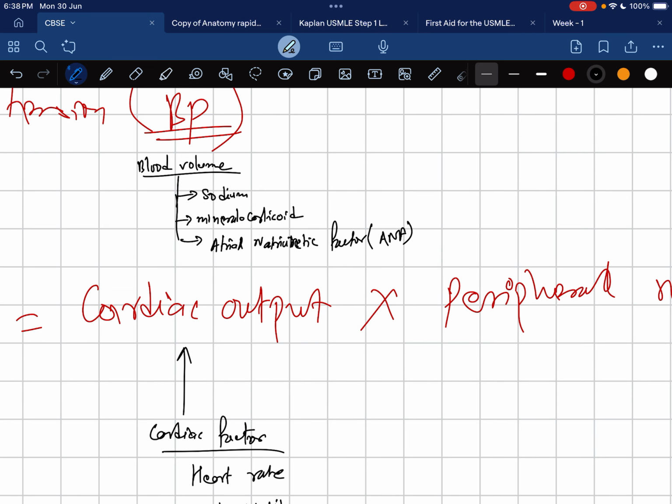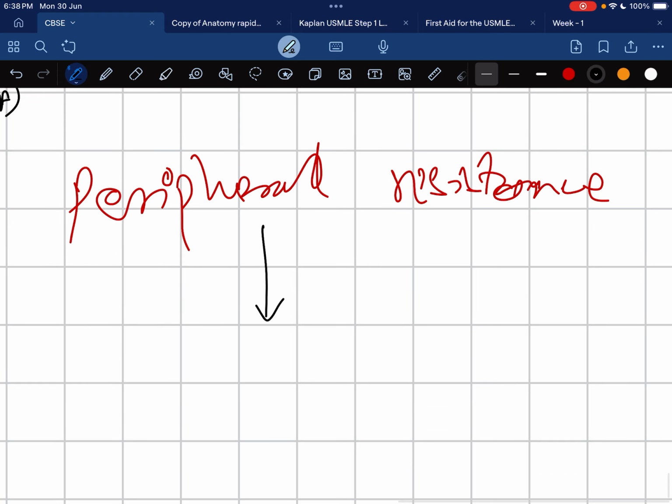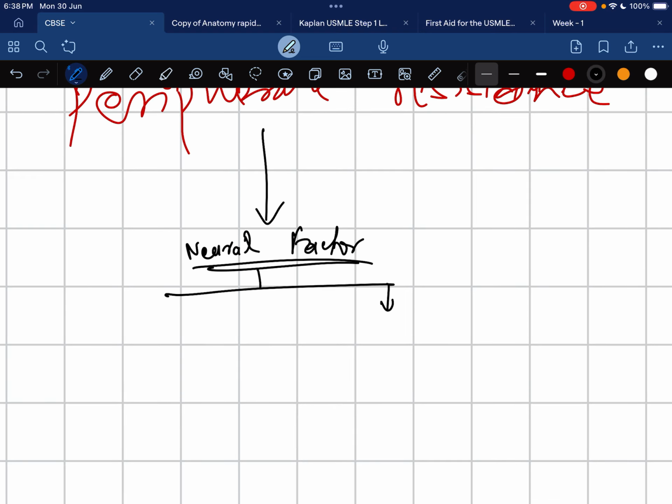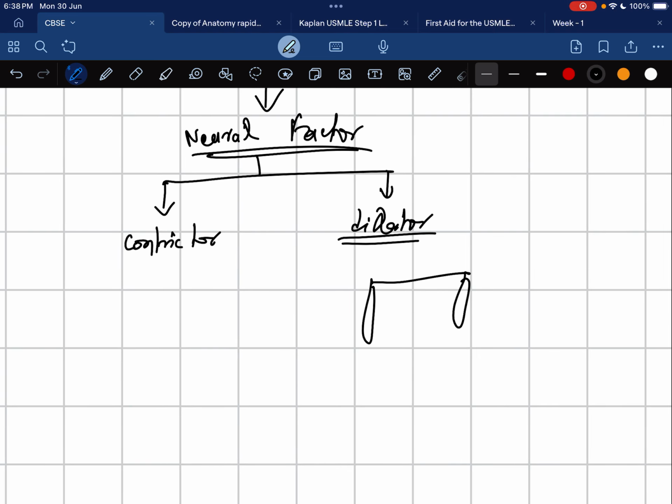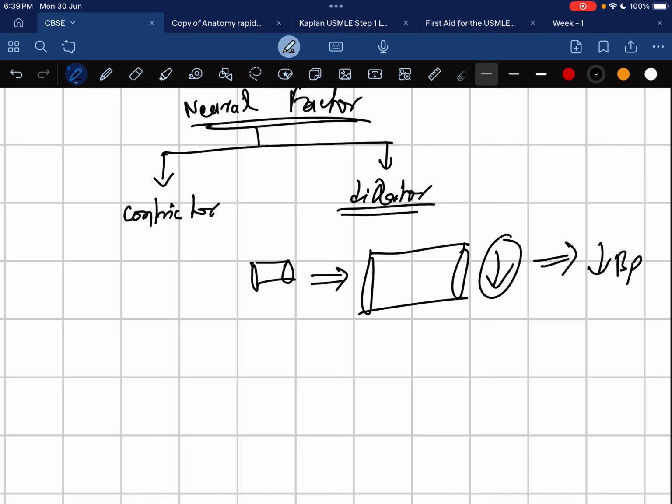Regarding the peripheral resistance, there is a hormonal factor and a neuronal factor. So first we discuss the neuronal factor. What are the neural factors affecting the BP? There is a constrictor and dilator. If we dilate the blood vessel, there is a decreased peripheral resistance, so it leads to decreased BP. If we constrict the blood vessel, there is an increase in peripheral resistance, so it leads to increased BP.